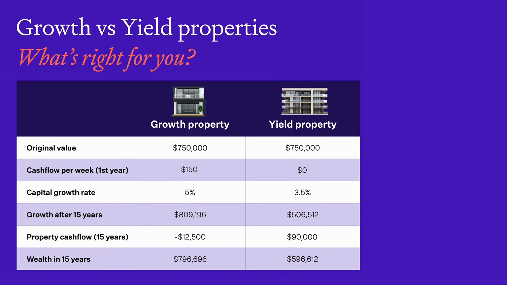Whereas with the yield property, it might not cost you anything to own in the first year. The rent might cover all of the costs, even if you use the no cash needed method. And it still might go up in value. In this case, let's call it 3.5% on average a year.